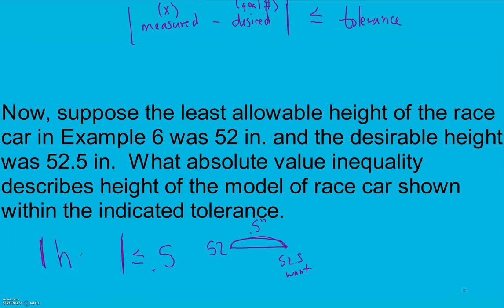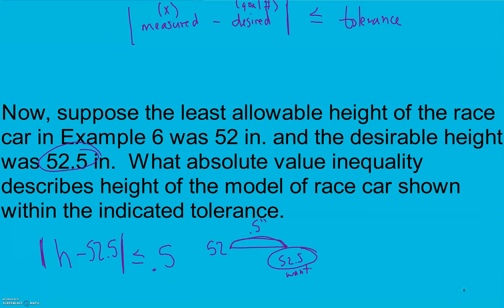and we take our measured height minus our desired height, which is 52 and a half. And it doesn't matter which way we subtract there because we're going to take the absolute value. So as long as the absolute value is within a half inch, so anything between 52 and 53 inches will work.